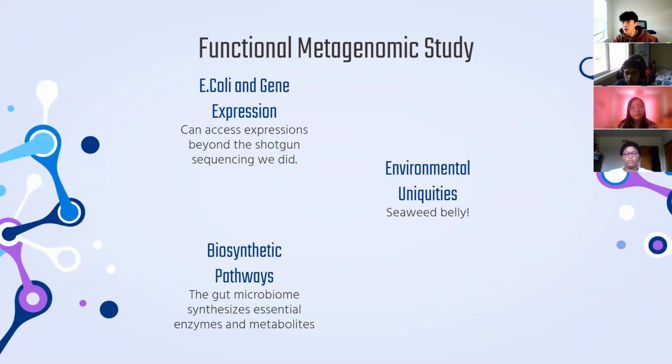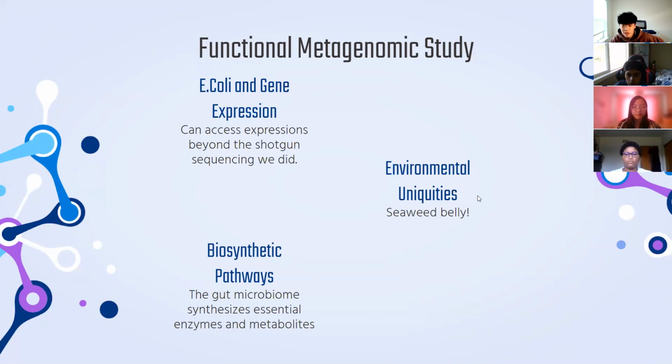Another one would be environmental uniqueness within different populations, not just in bacteria, but within humans and their gut microbiomes. So an example would be in Japan, there is a higher percentage of human gut microbiomes that include the enzymes porphyranase and agarase. And the explanation for this is that Japanese people eat seaweed regularly. And this is an example of lateral gene transfer. So that was found by functional metagenomics study.